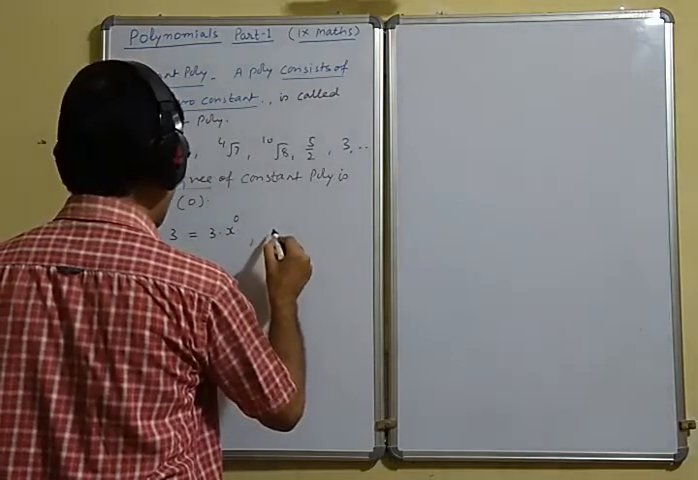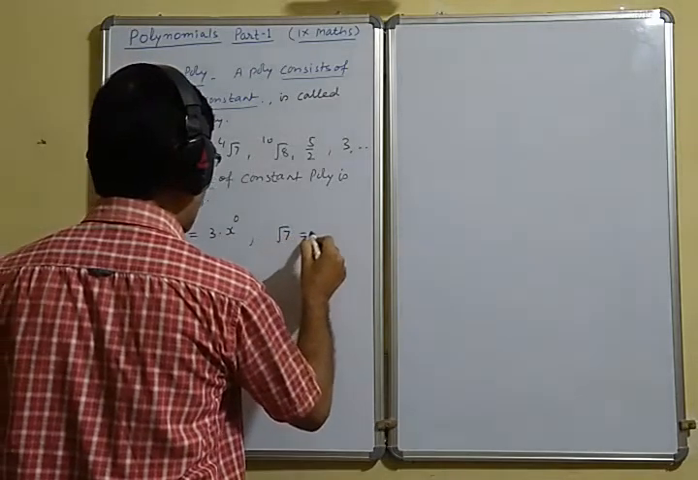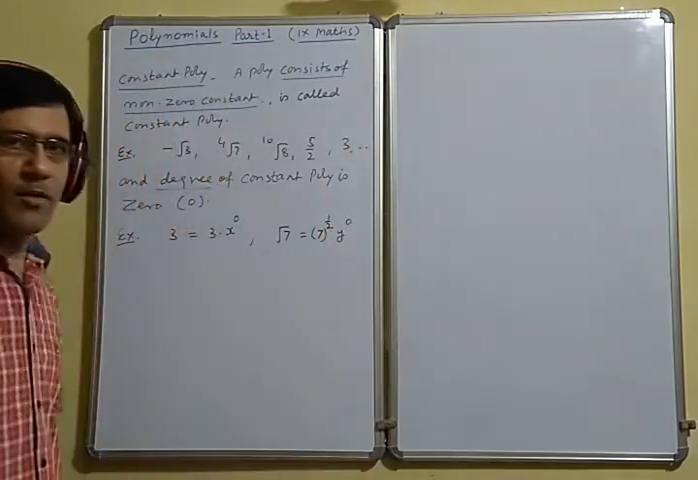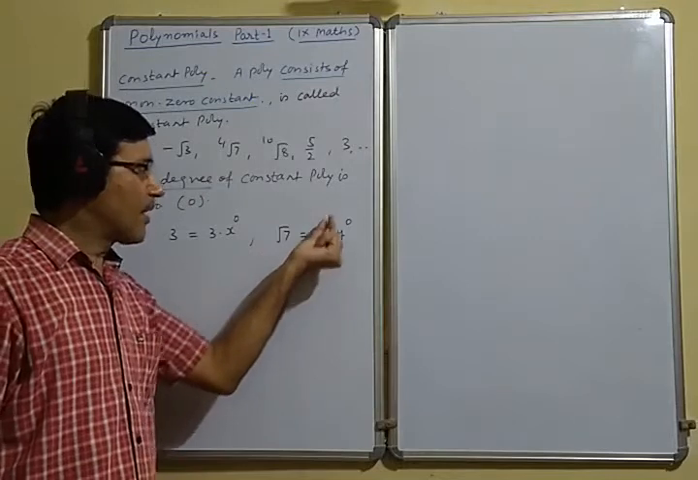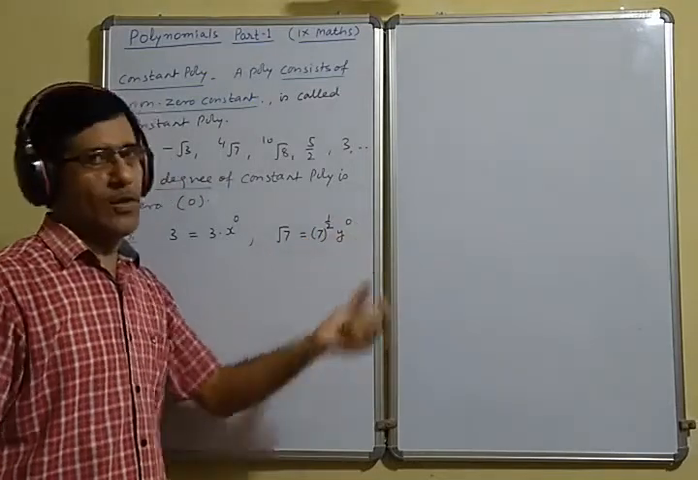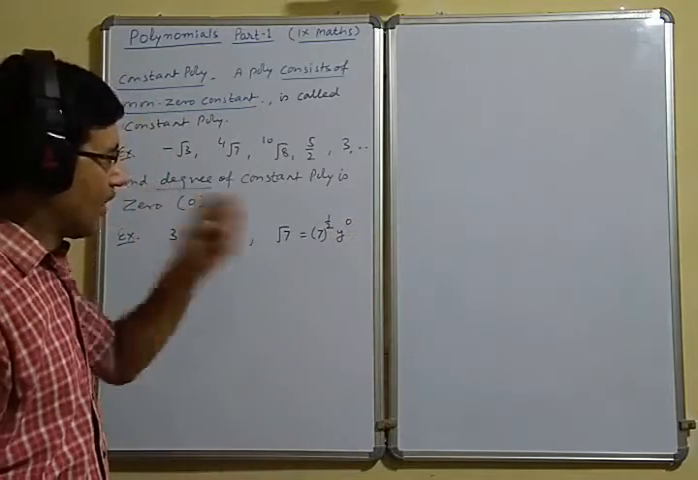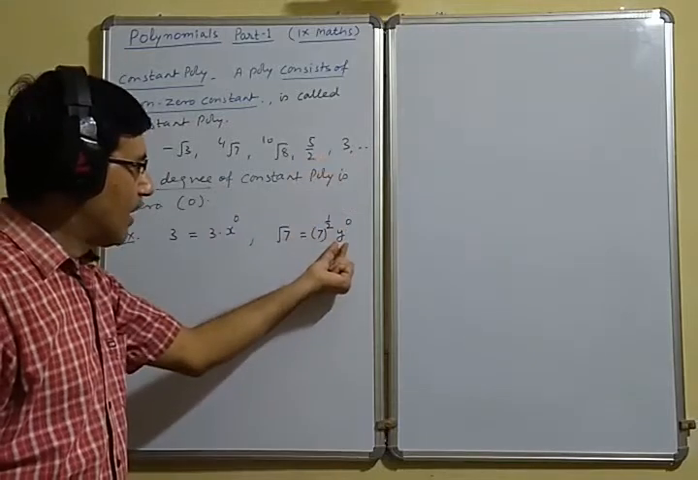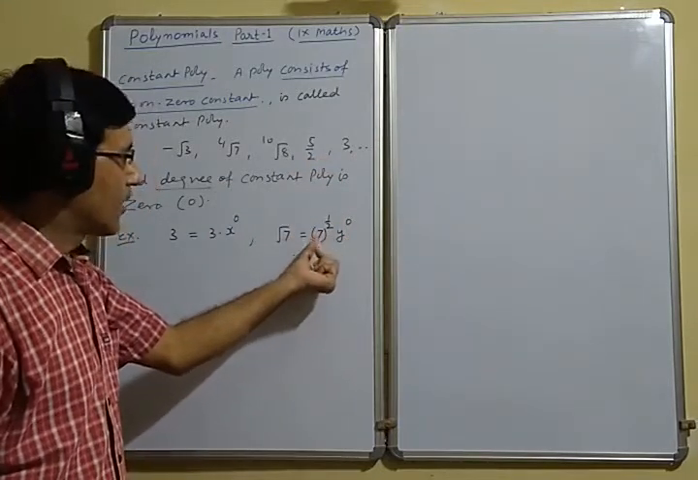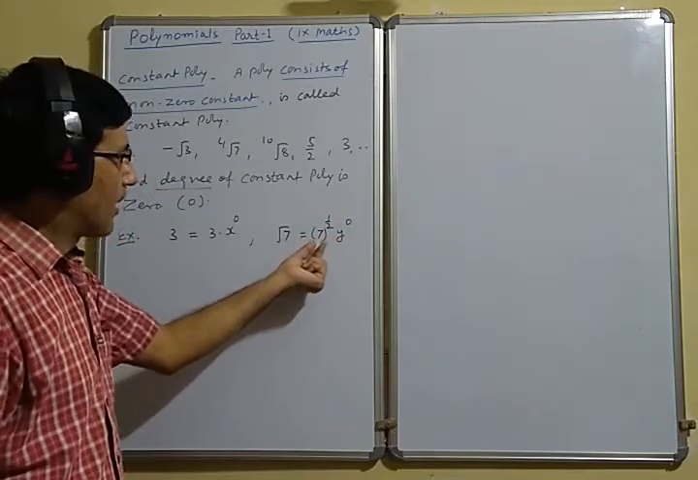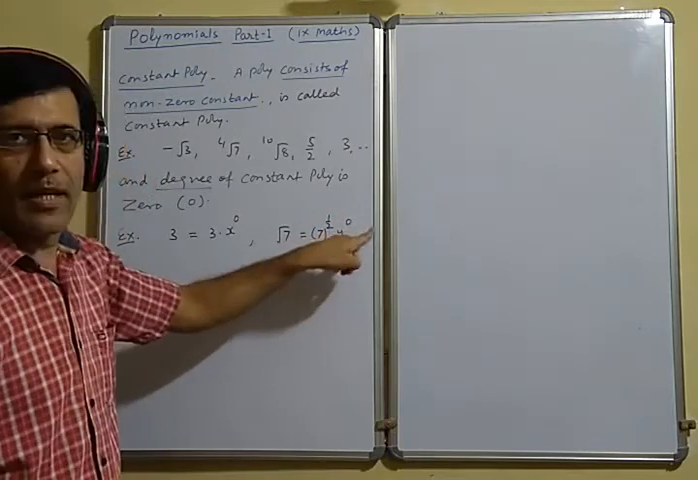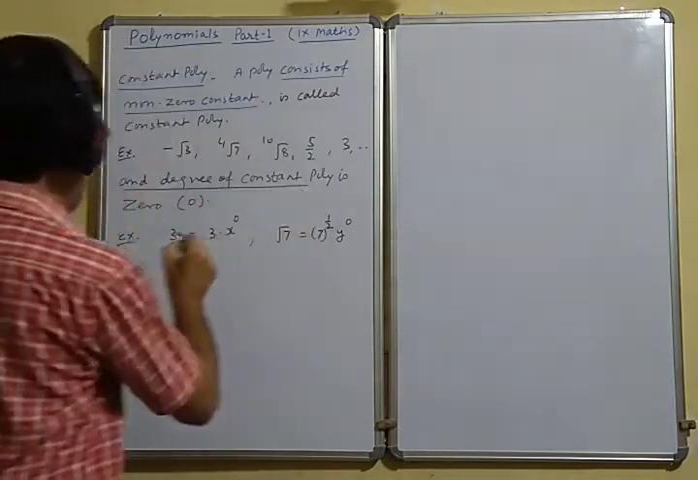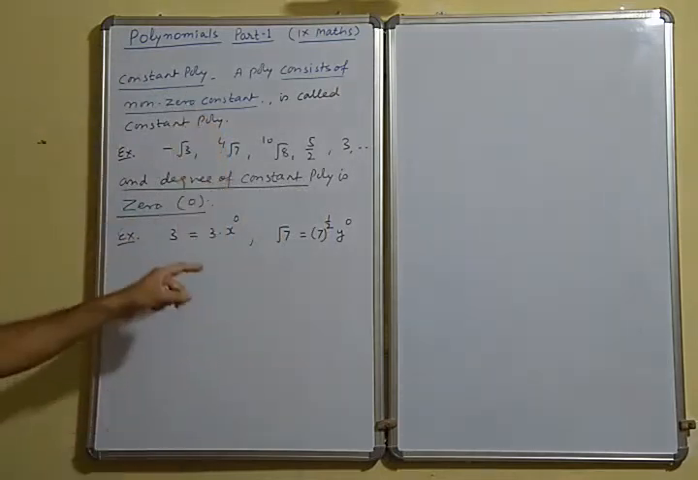Similarly, you can write under root 7 as 7 raised to power half, and take another variable, that is y raised to power 0. You can take any variable x, y, z, etc. So y becomes y raised to power 0, which is 1. So 7 raised to power 1/2 is under root 7, and its degree is 0. This point is very important: the degree of a constant polynomial is 0.